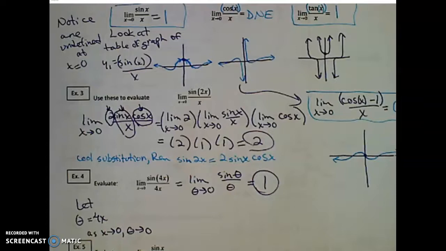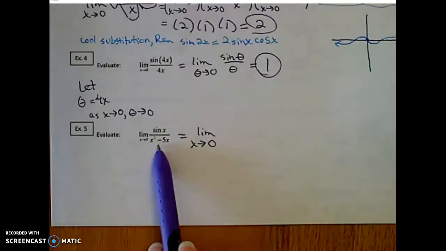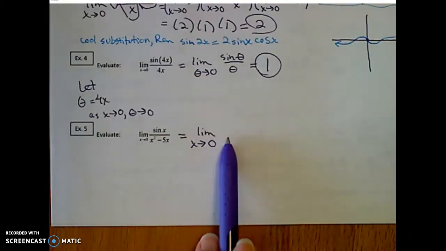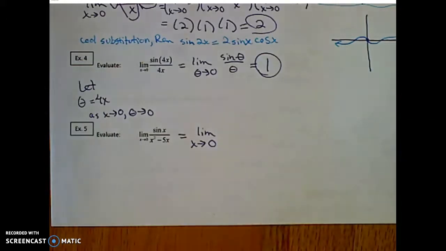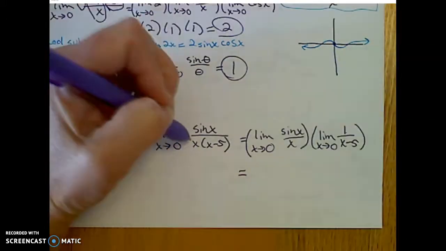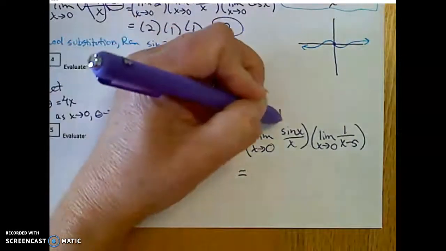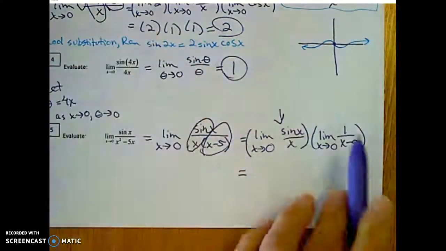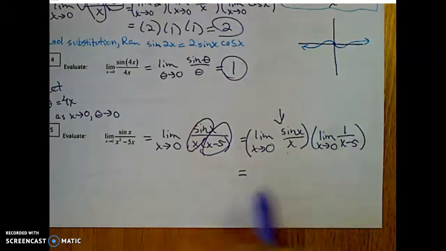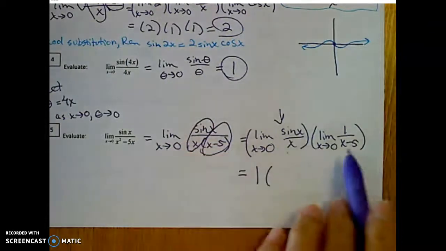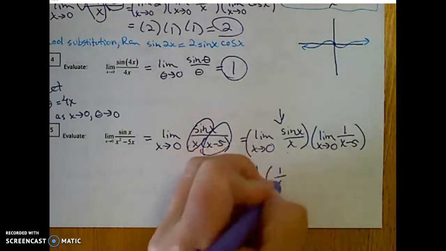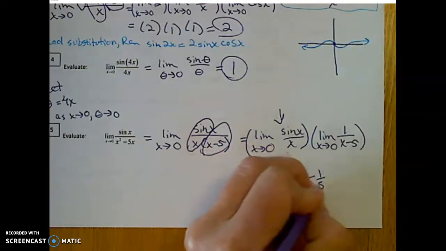Look at the next one. I have a problem spot in the denominator, so let's factor and see if we can separate this. After I factor out an x, notice this limit from up above I like. I'm just left with 1 over x minus 5. This value is 1. Plugging in 0 is now okay: 1 over negative 5, and I get negative 1 fifth.